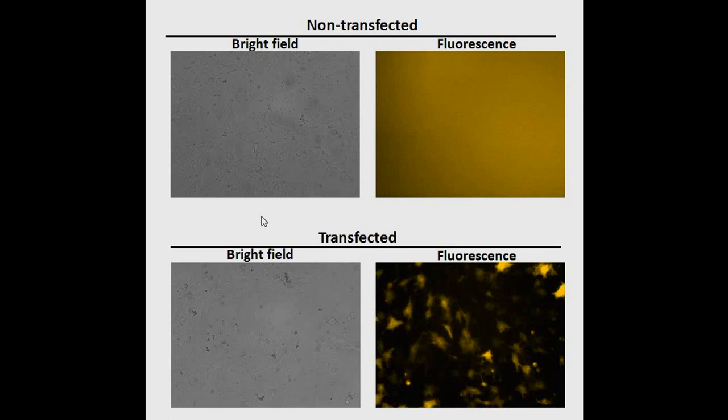These are the non-transfected cells and these are the transfected cells. As we can see clearly, there is fluorescence in transfected cells and high background in non-transfected cells. So this confirms the transfection, but further we have to analyze for the specific protein of interest using Western blot.